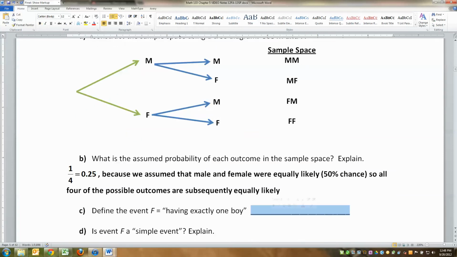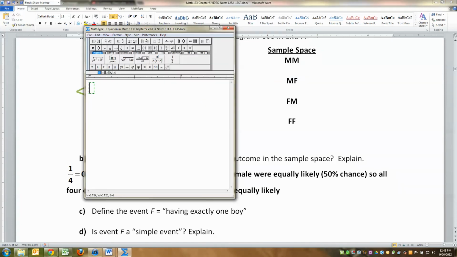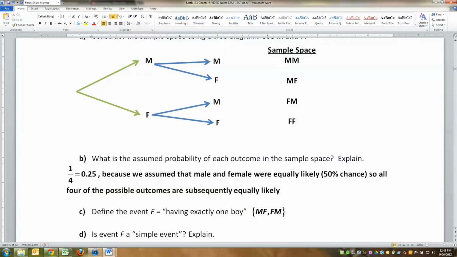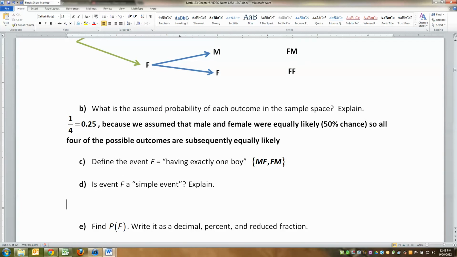All right, define the event having exactly 1 boy. Well, there's 2 that satisfy having exactly 1 boy. You could have male-female, or you could have female-male. Both of those have exactly 1 boy. All right, is that a simple event? No, there are 2 outcomes in the event, not just 1. Right? Simple events have to be just 1 outcome.